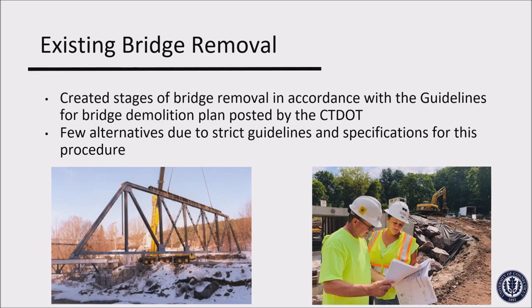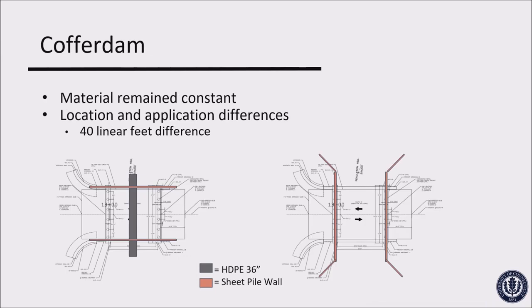This was relatively straightforward due to there being strict guidelines and specifications in place from the CT Department of Transportation for this process. In relation to the cofferdam, the selected material remained constant per the advice from our sponsor. However, the amount of material required depended on where the cofferdam was located. Rather than have the cofferdam extend to either bank, it was discussed that the cofferdam could restrict stream flow, permitting water only to flow through a 36-inch pipe that was backfilled between the cofferdams. Given the amount of environmental disruption this would cause, this idea was not considered.